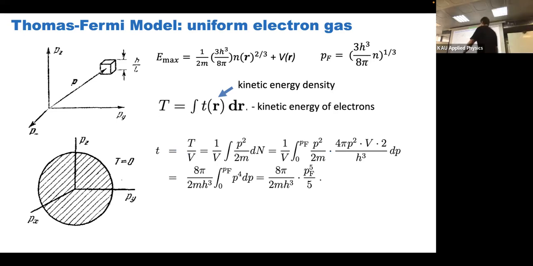It's a rather simple thing if you follow it step by step. What is kinetic energy density? T divided by V. V is the volume of one small cube. Then it's just an integral of the energy, P squared divided by 2m. What is N? We have N, the number of electrons. We can substitute it here and take the first derivative with respect to N. And we will get such an integral over just P, just momentum.